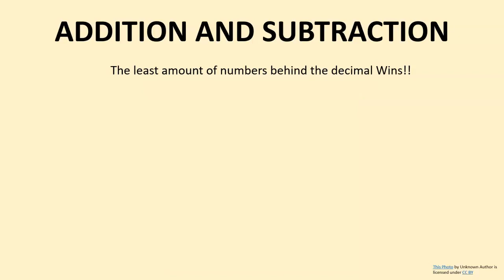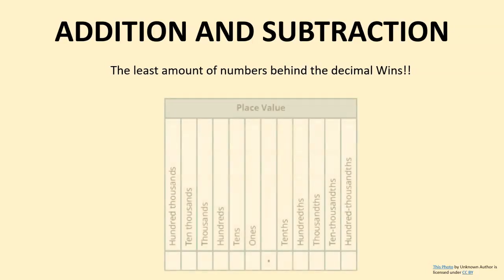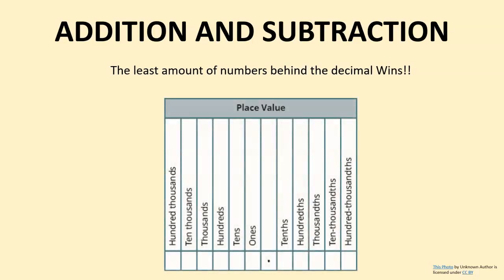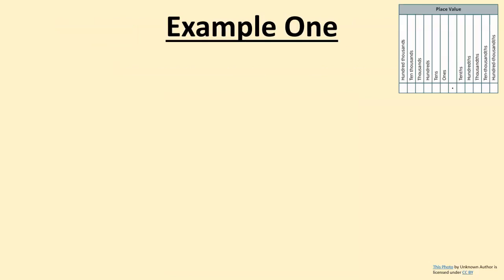So basically what I'm saying is the least amount of numbers behind the decimal will win, okay? The least amount of numbers behind the decimal will win. So let's do an example.